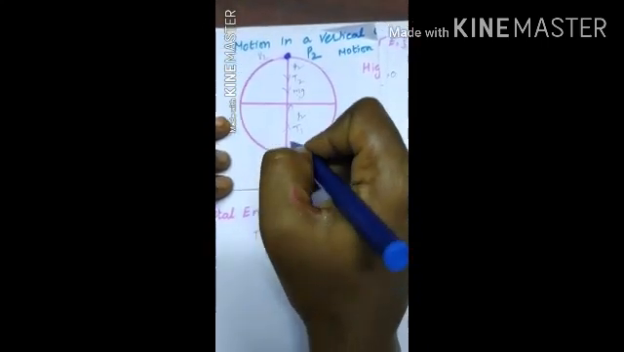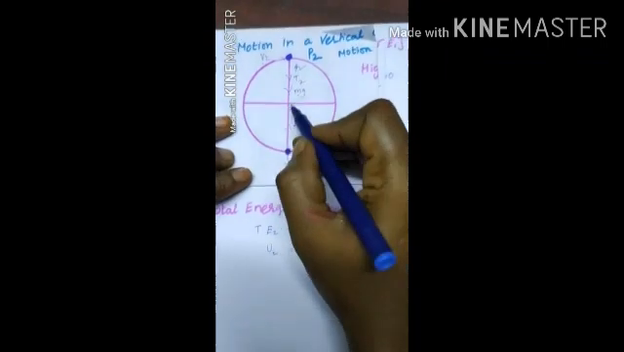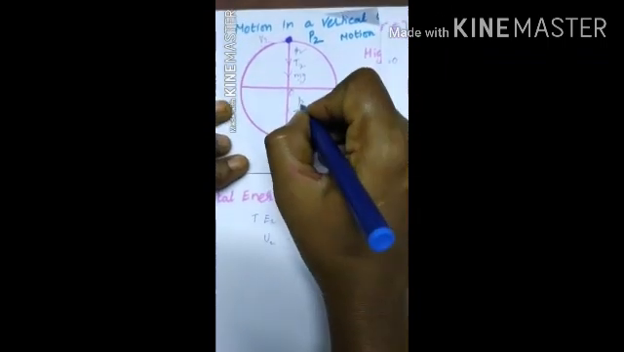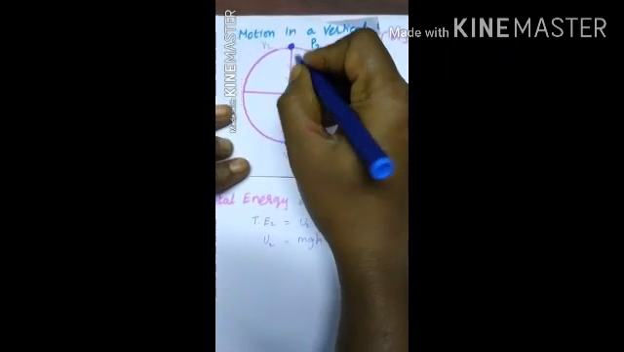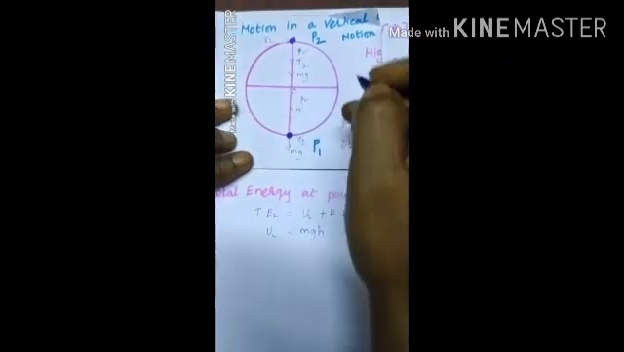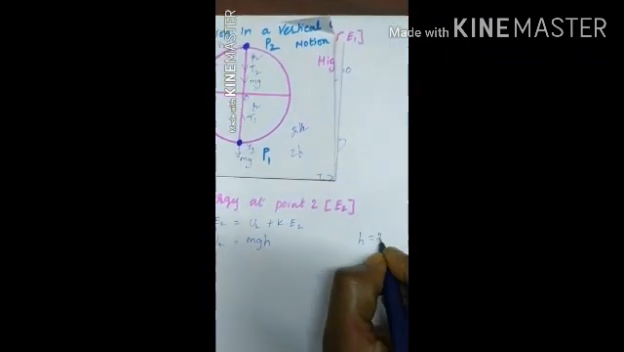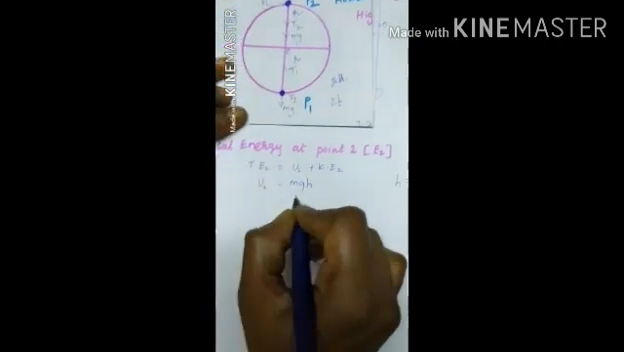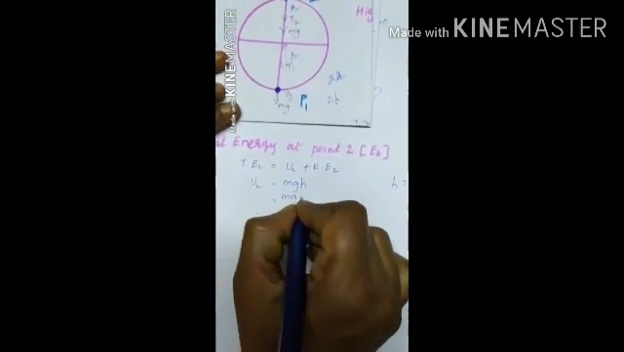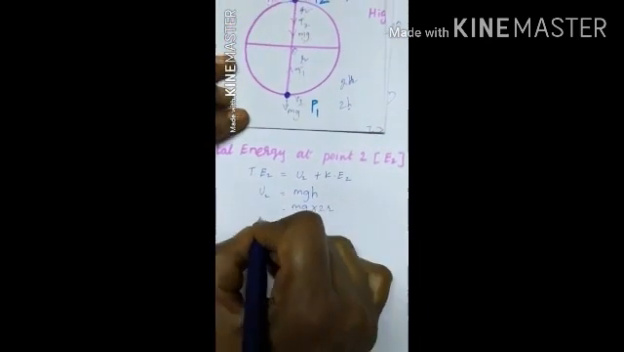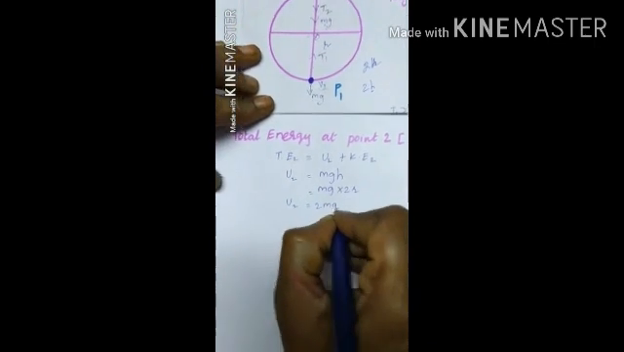So h is in terms of the radius of the circle. From the lowest point to the center, h becomes r, that is the radius of the circle, and then here also there is another radius of the circle. So h becomes equal to 2r. So instead of h we are substituting 2r, mg into 2r. So potential energy at the point 2 is equal to 2mgr.